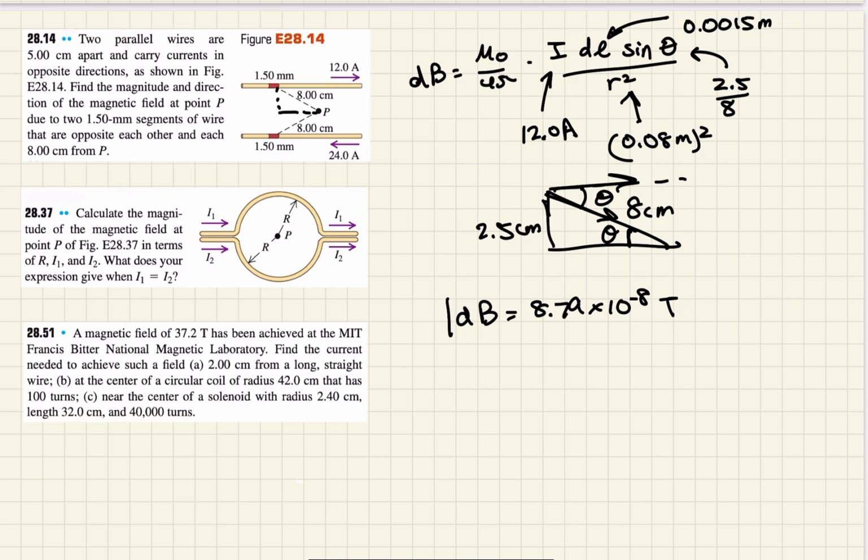Well, that's actually not our final answer. That's for the first wire. The second wire is going to be the same thing, except it's 24 amps, so you're just multiplying the current by 2, so it's going to be exactly twice this. Now, we just want to know if they go in the same direction or in opposite directions.